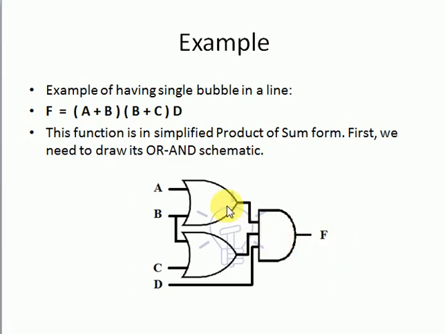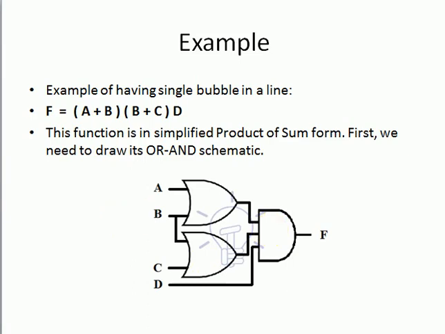First of all we will implement this circuit using mixed notation. So this OR gate will be replaced by OR-invert, this OR gate is also replaced by OR-invert, and this AND gate will be replaced by invert-AND.